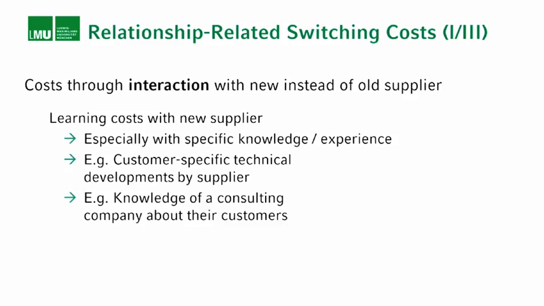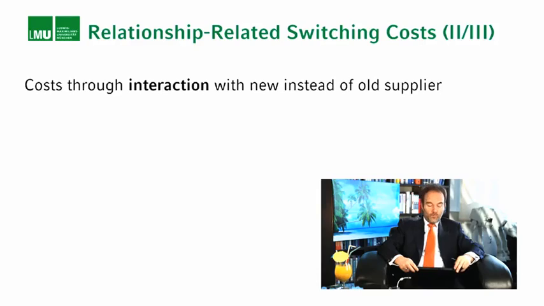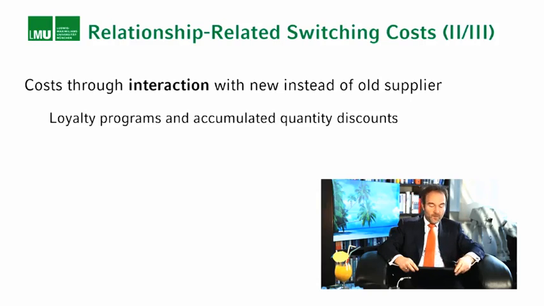If a consulting company is replaced, so if a customer goes to work with a new consulting company, then of course the specific knowledge that the consulting company has built with this client is going to be lost as well. So these are switching costs that are related to the relationship between supplier and customer. Some other examples: loyalty programs, and we spoke about these at the very start of this module, and accumulative quantity discounts.